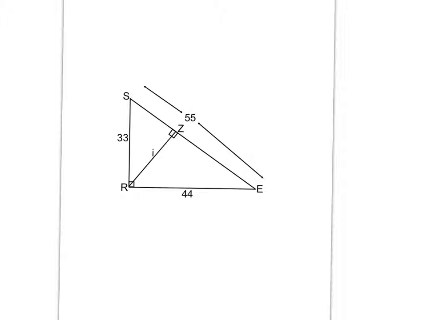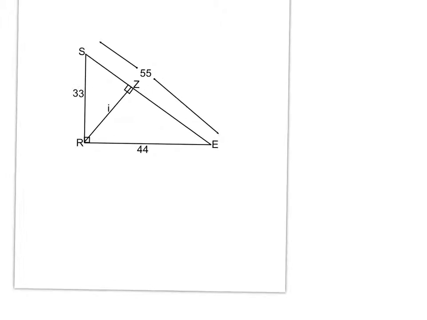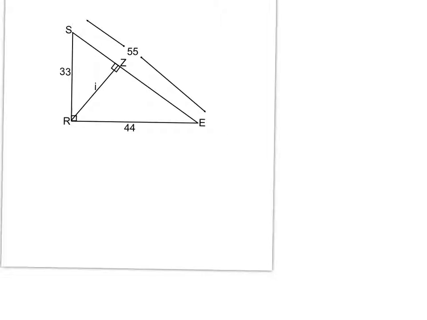Okay, so looking at our triangle here, I can see that we actually have a couple different triangles. So I'm going to go ahead and outline these triangles in different colors so we can get a better idea of what's going on. So the first thing I see is this larger triangle, and that's triangle SRE. And that's our big triangle, which I've outlined in red.